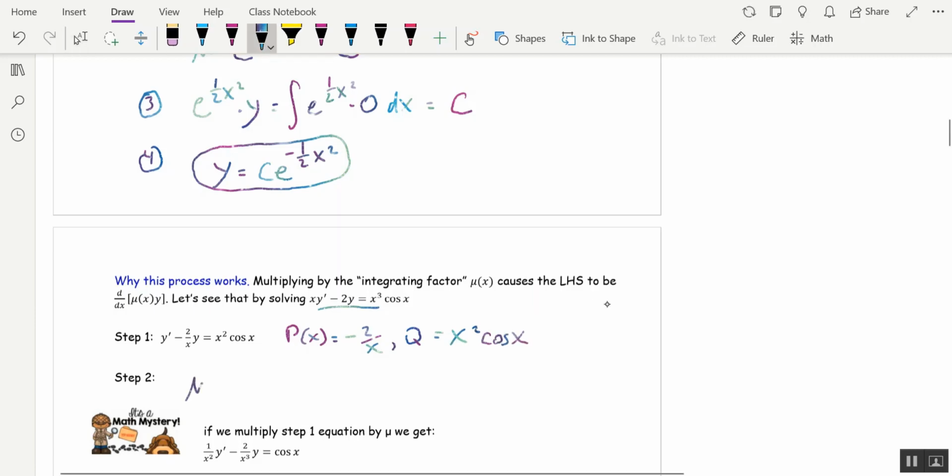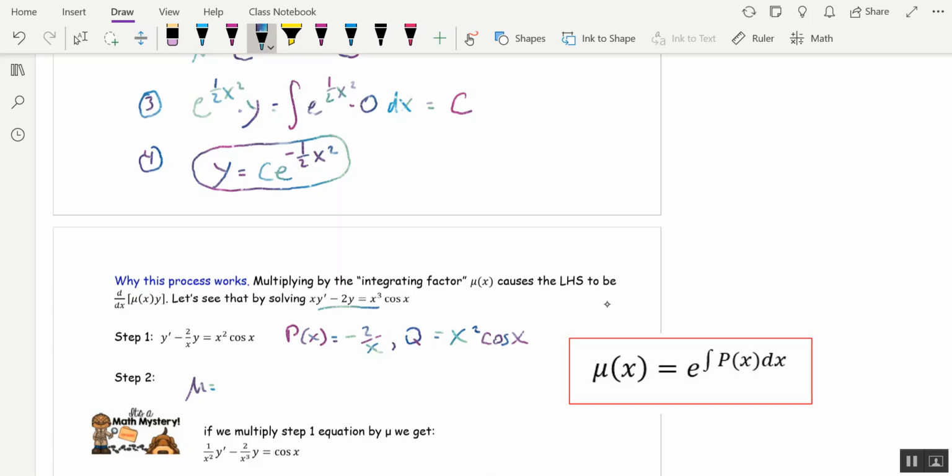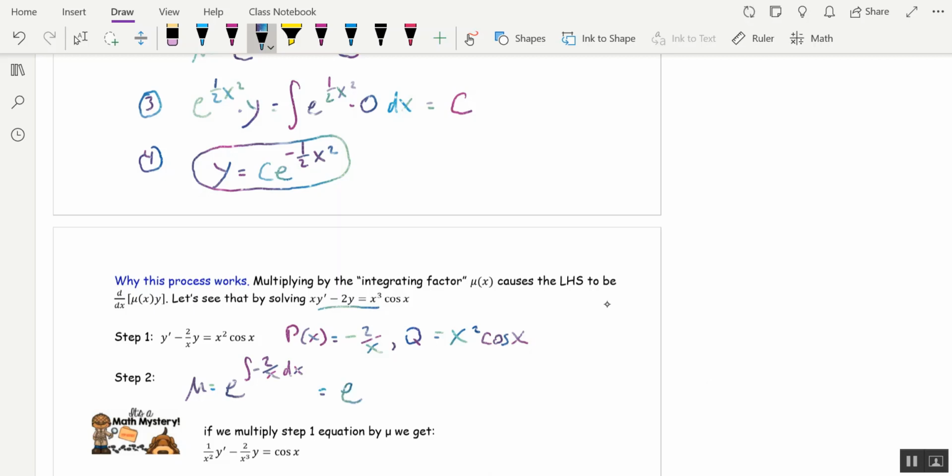Step 2, the integrating factor is e to the integral of negative 2 over x dx, which is e to the negative 2 ln of the absolute value of x. Now, before I can cancel the e and the log, I need to bring that negative 2 up as an exponent. E to the ln absolute x to the negative 2 is 1 over x squared. And now I'm getting rid of the absolute value, not by anything fancy. It's just that 1 over x squared is always positive.